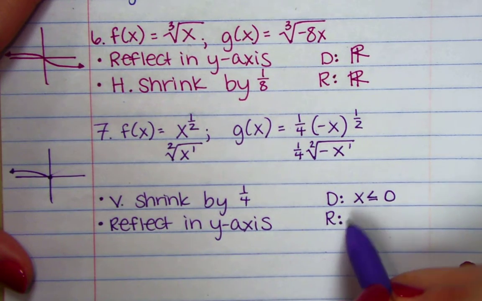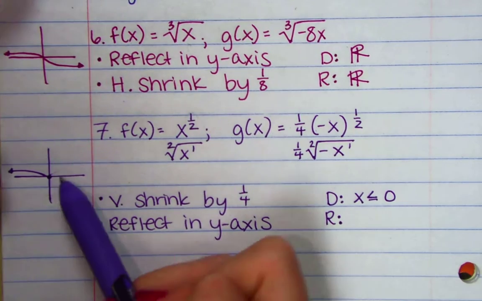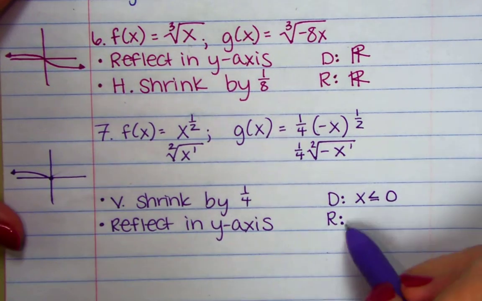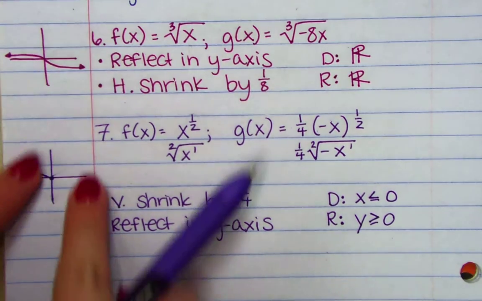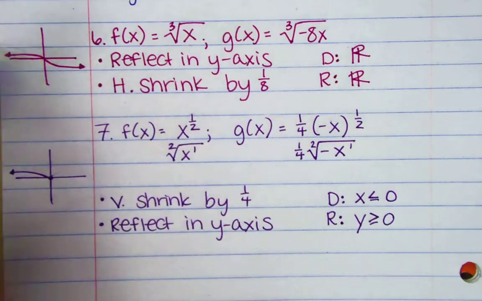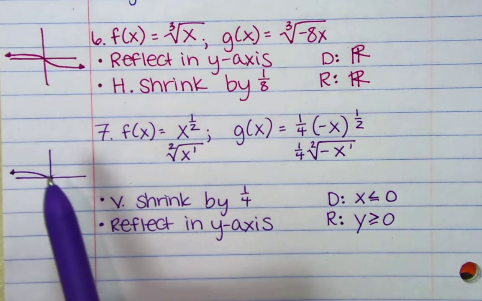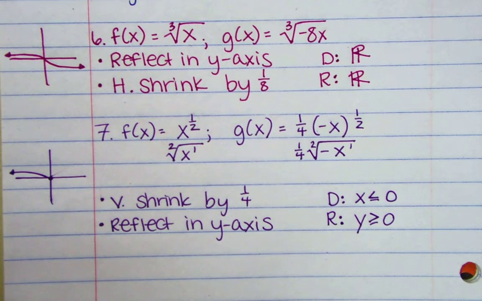And range, that's up or down, right? Well, it's still going up. So it's still going to be y is greater than or equal to 0. Y is above 0, x is less than 0. That's why it's in this quadrant right here.